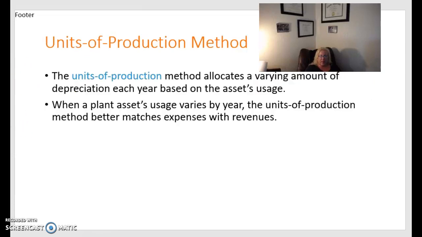The next method is the units of production method. This method allocates a varying amount of depreciation each year based on the asset's usage. So when a plant asset's usage varies by year, the units of production method better matches expenses with revenues.